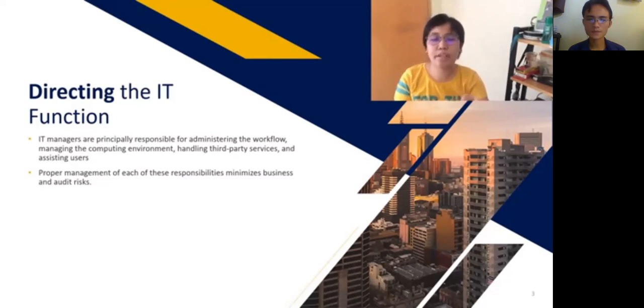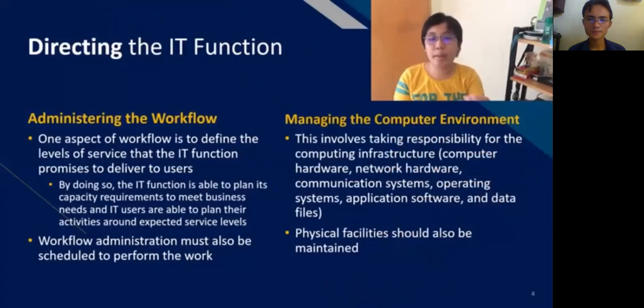Usually in directing the IT function, we have 4 processes as to how you can better direct the IT function in a certain organization. First off, you need to administer the workflow. Administering the workflow is to define the levels of service that the IT function promises to deliver to its users. By doing so, the IT function is able to plan its capacity requirements to meet business needs, and IT users are able to plan their activities around expected service levels.